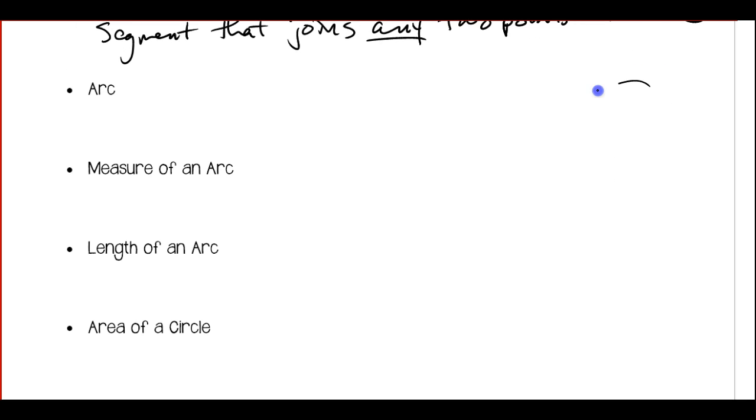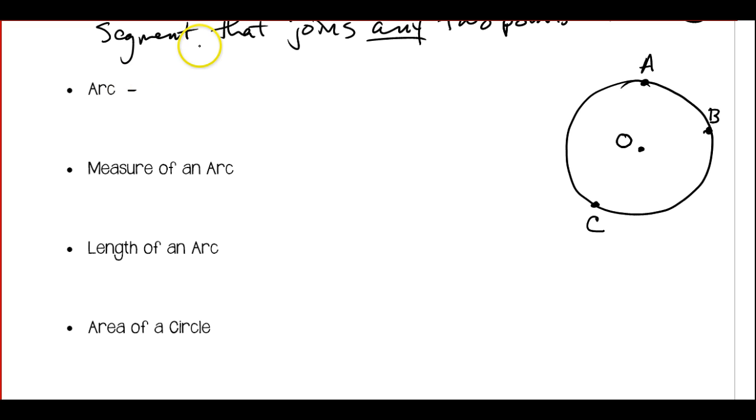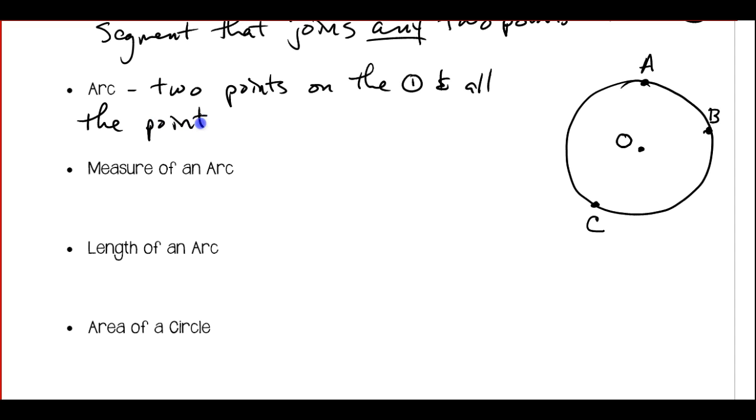Alright, so let's draw another circle here. And let's put a couple of points on the circle. I'm going to call this circle O. We're going to call these A, B, and C. So an arc of a circle is 2 points on the circle and all the points between them.